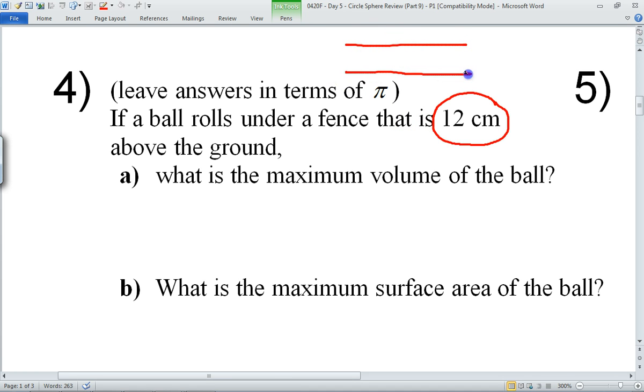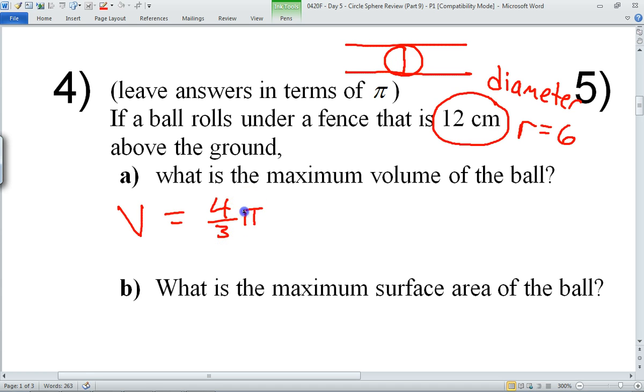If this is the gap and the ball just barely fits, that's telling me that the diameter of the ball, the biggest it could be, is 12. The diameter, okay? So this is telling me that the diameter is 12. If the diameter is 12, what's the radius, guys? 6. That means the radius would be 6. So the maximum volume of the ball, again, just use the formula. 4/3 pi r cubed. Did anybody already put this in your calculator? What's the answer?